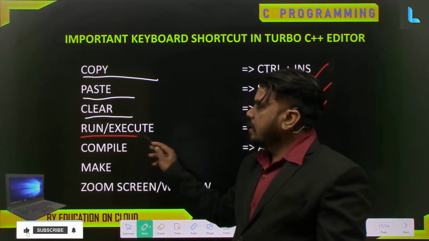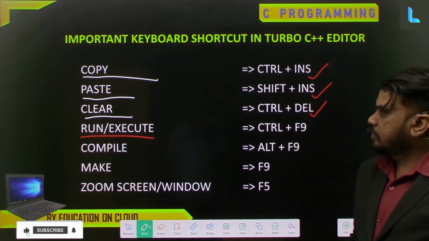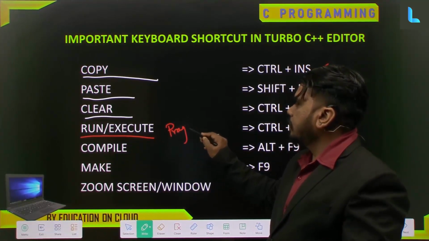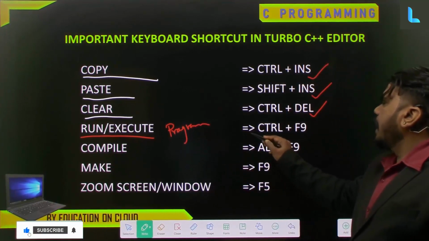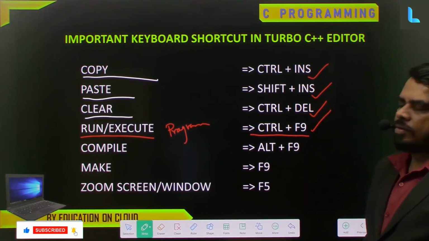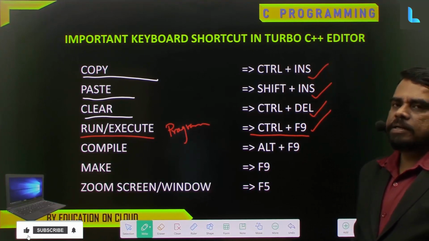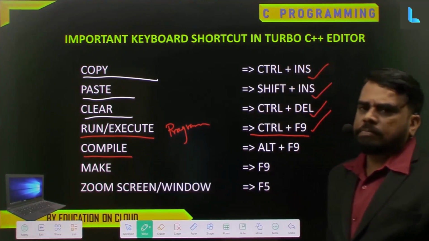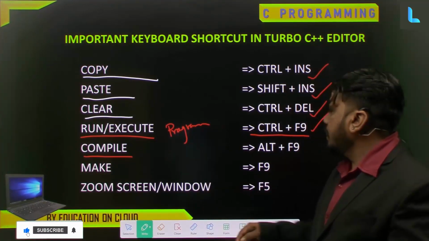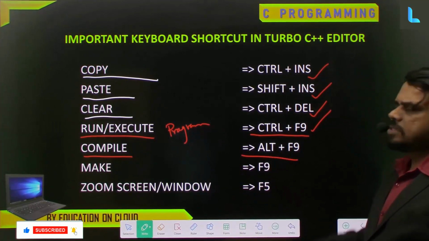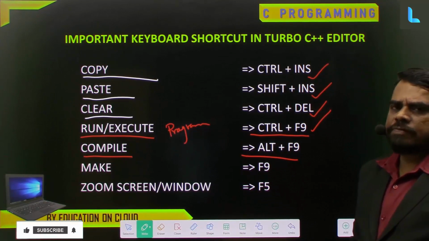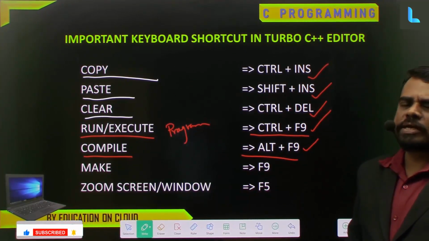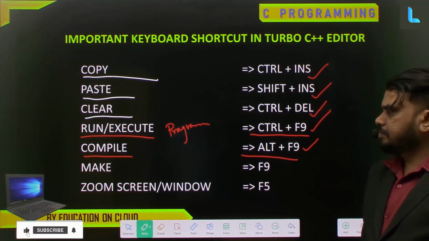To run or execute a program, the keyboard shortcut is Control plus F9. When you press Control F9, that particular program starts execution. To compile the program, the keyboard shortcut is Alt plus F9. When you press Alt F9, the program gets compiled. If any bugs, mistakes or errors are there, they will be displayed in the list.